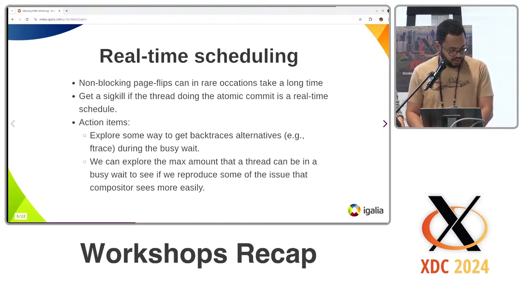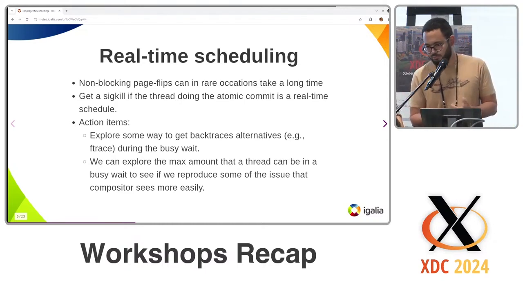One of the actions that maybe we can try is to explore some way to get a backtrace alternative. Some folks suggested maybe we leverage a little bit more of ftrace during the busy wait to see if we can get more information. Another idea was to explore the max amount of time that the thread can be in a busy wait, to see if we can control the timeout. Maybe we can use a lower timeout and make it easy to reproduce some of the issues they have with real-time scheduler.